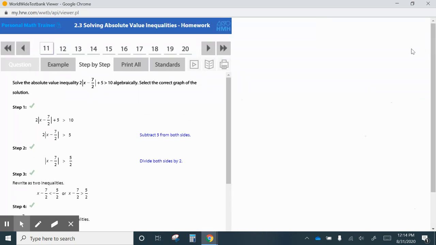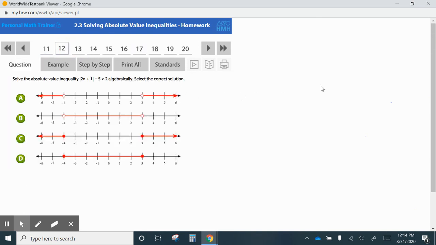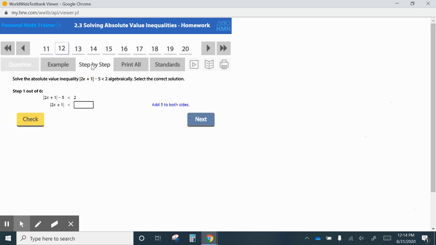All right. Now let's take a look at, that was question number 11. Now let's go to question number 12. All right, solve the absolute value inequality. Or I'm sorry, yes, inequality. The absolute value of 2x plus 1, minus 5, less than 2 algebraically. Select the correct solution. So let's go step by step.